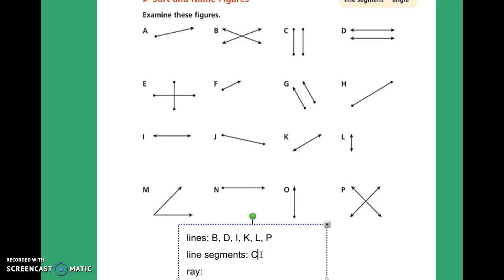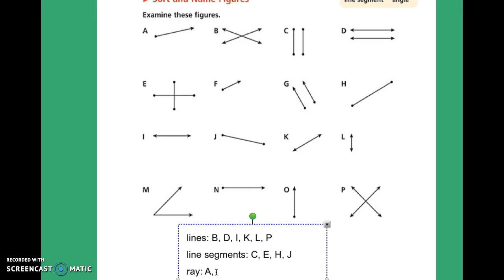All right, so if you selected E, H, and J, then you found all of the line segments in this figure. All right, the next one we're looking for is rays. A ray starts with an endpoint, and then it has a continuous line going in only one direction. So the first example of a ray that I see is A. It has an endpoint and it has an arrow that continues on forever. So go ahead and see if you can find all the other rays in these figures.